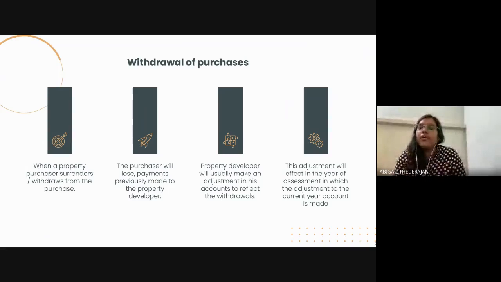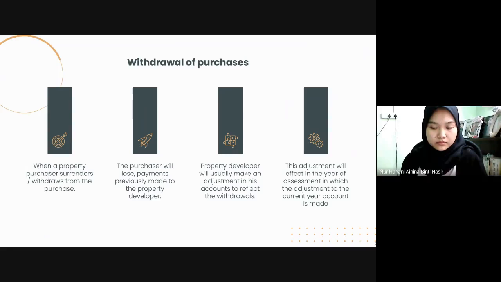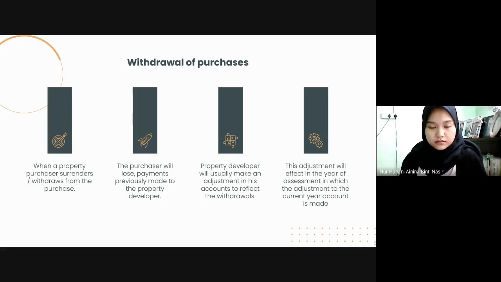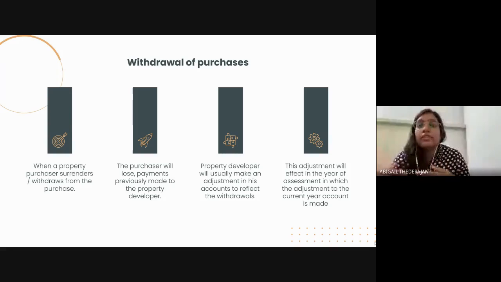I'll meet the developer or the agent and say I'm withdrawing myself. On my part, I will lose the money. Whatever down payment and installments I have paid, it is a loss for me. As for the company or the developer, they will make the adjustment to reflect that there is a withdrawal of purchase, and this adjustment will affect their assessment for the current year.